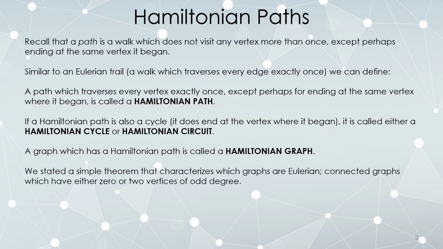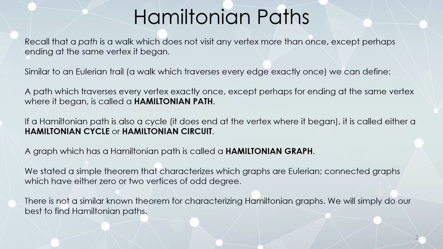We stated a simple theorem in the previous video that characterizes which graphs are Eulerian. A connected graph which has 0 vertices of odd degree admits an Eulerian circuit, and a connected graph that has 2 vertices of odd degree admits an Eulerian trail, but not an Eulerian circuit. That was a nice theorem, and you can just look at a connected graph, look at the degrees of the vertices, and immediately know the result.